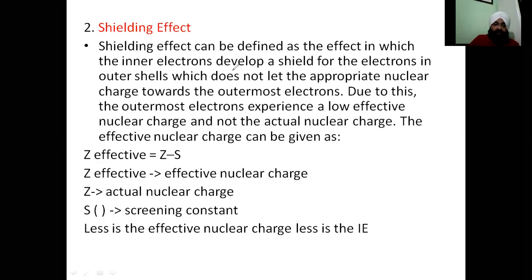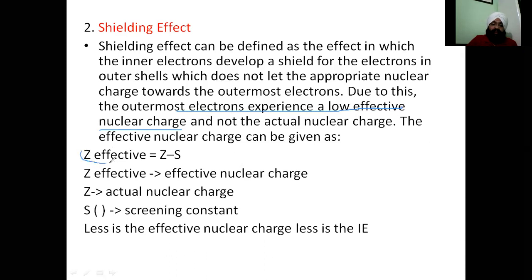Next is the shielding effect. Shielding can be defined as the effect in which the inner electrons develop a shield for the electrons in the outer shell, the electrons in the in-between orbitals. So the outermost electron experiences a low effective nuclear charge due to the presence of the in-between orbital electrons. They cancel out the nuclear charge, so the expected impact on the outermost electron is not fully felt.